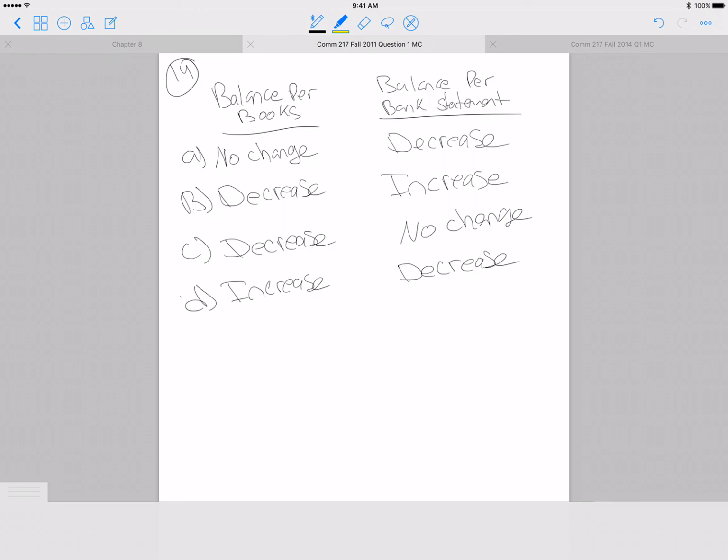So if you look at your options, you see that the balance per bank statement is no change, and that for books it's a decrease. So the actual answer is C. So that is all of the questions for the multiple choice section.